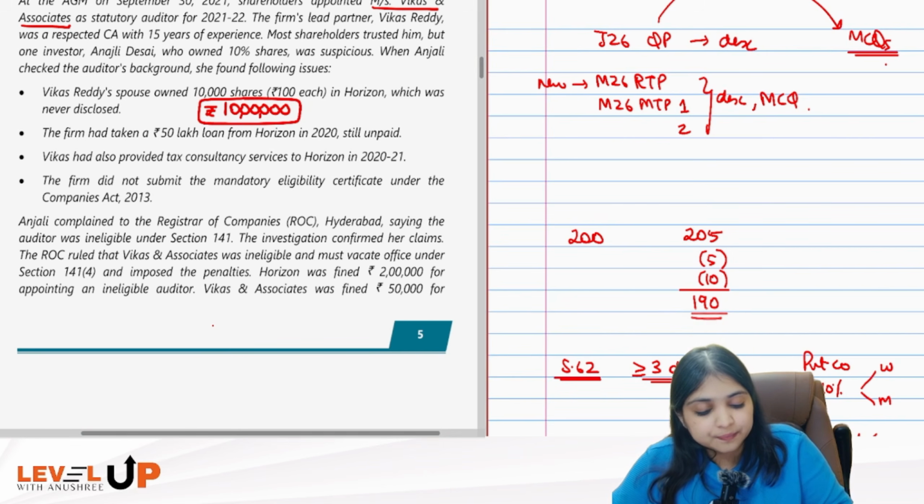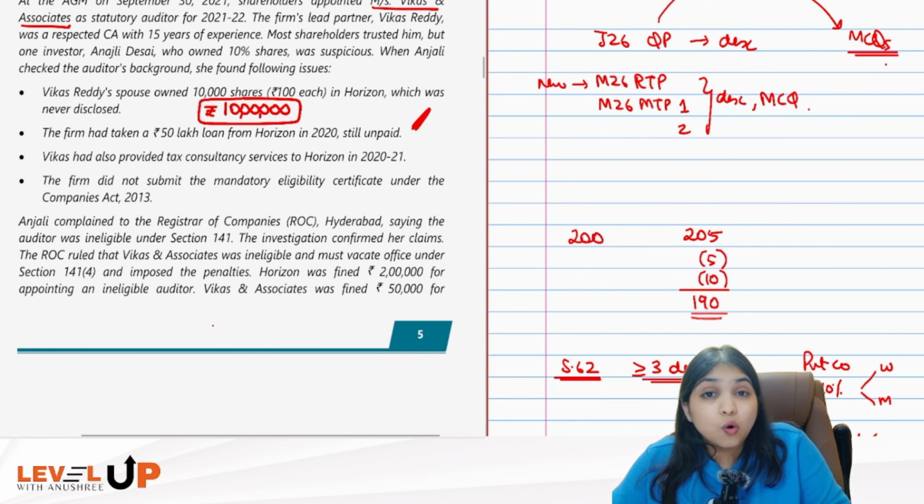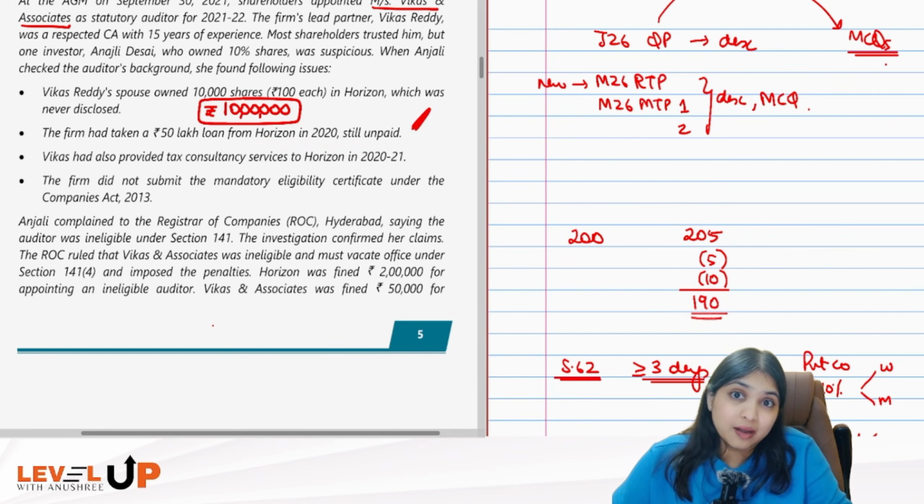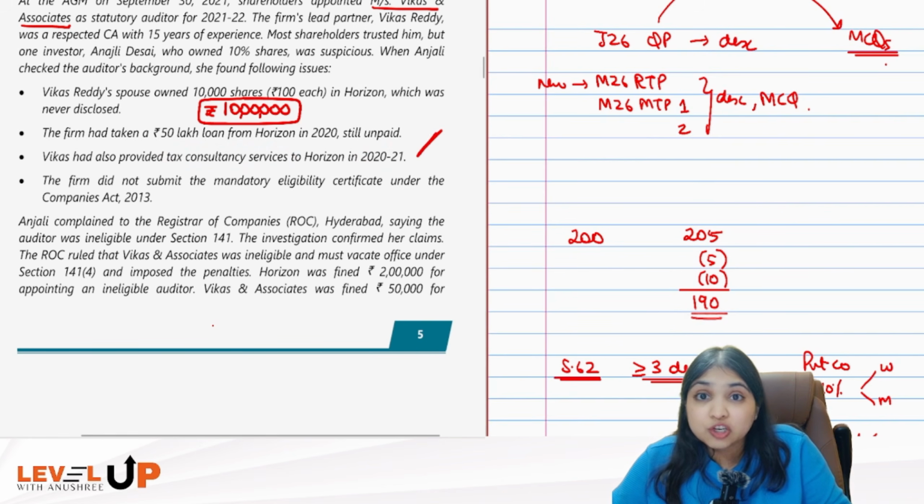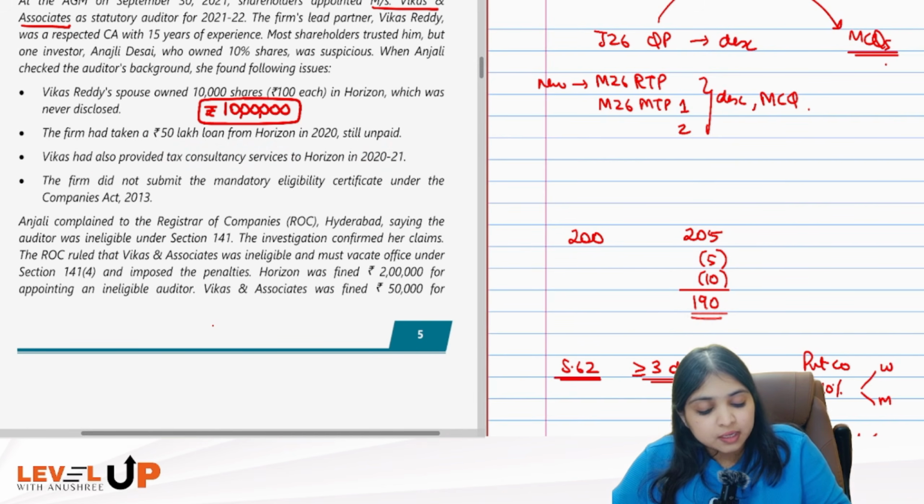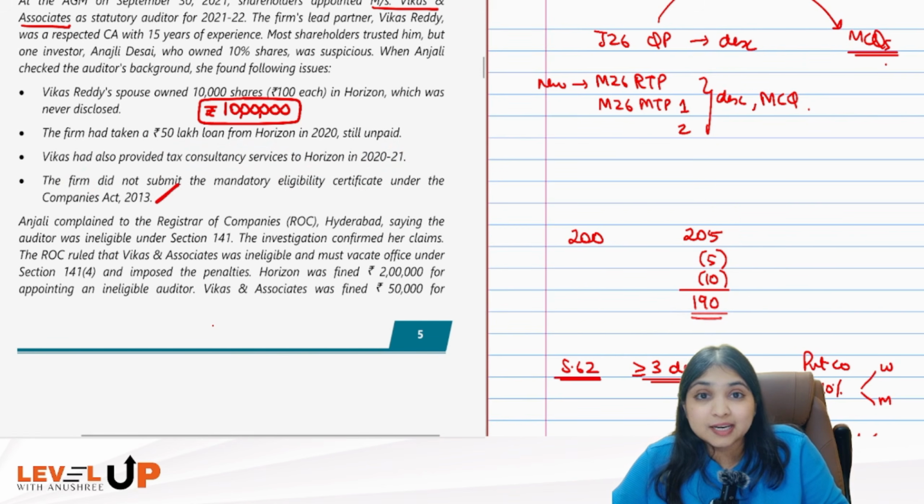Disqualification will be attracted. The firm took a loan of 50 lakhs from Horizon in 2020, still unpaid. The auditor owes money to the company. Again, disqualification is attracted. Then Vikas has also provided tax consultancy services to Horizon in 2021. Section 144 prohibited services. Then the firm did not submit the mandatory eligibility certificate under Companies Act 2013.